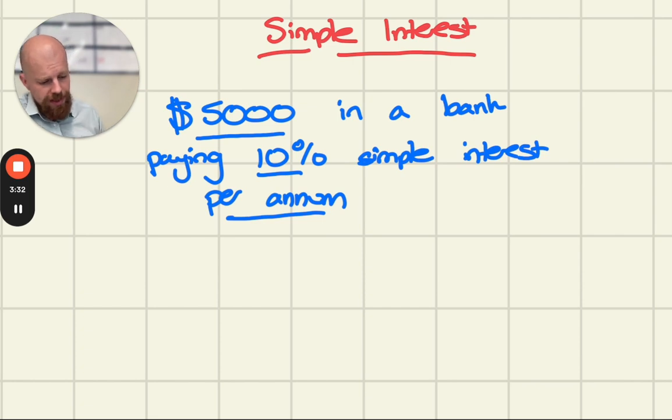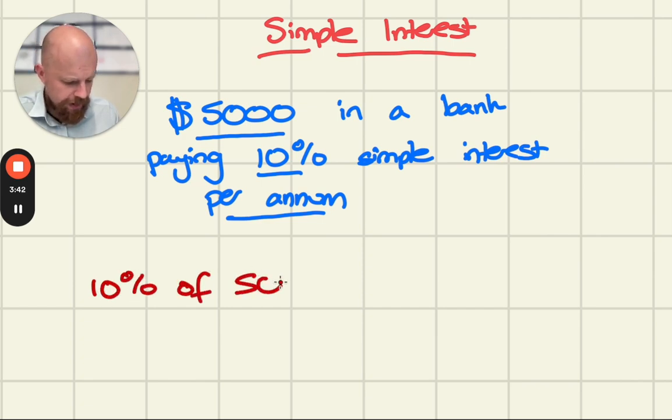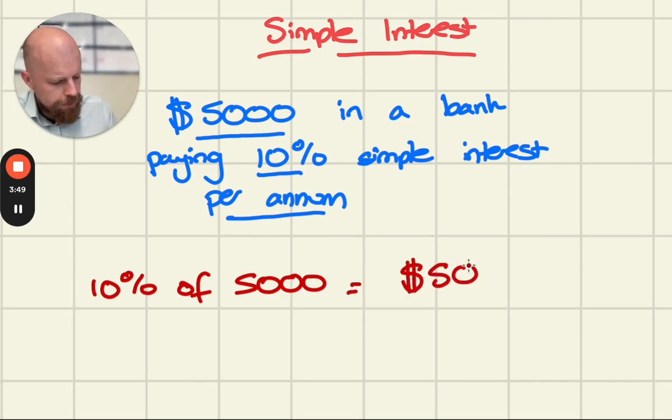So in this example, we're paying $5,000 at 10% simple interest per annum. Per annum means per year. So let's work out 10% of 5,000. If you have a calculator, you can divide it by 10. If you don't, obviously divide it by 10 anyway. $500. Some examples might be easier to use a calculator. This, very easy just to divide by 10. That means that every year the bank is paying you $500.